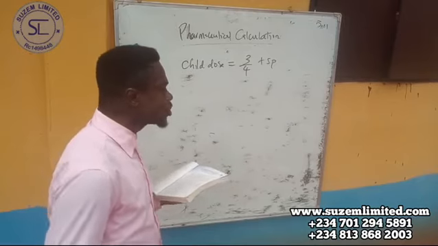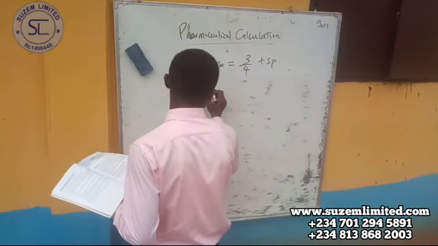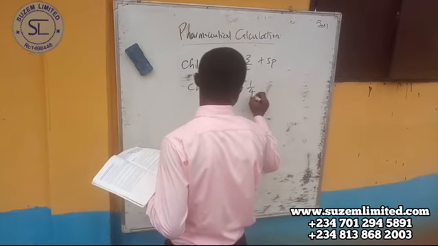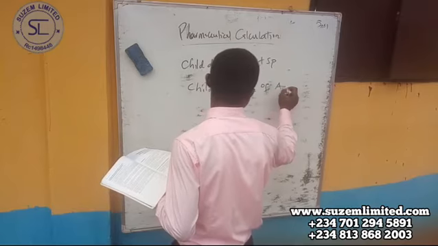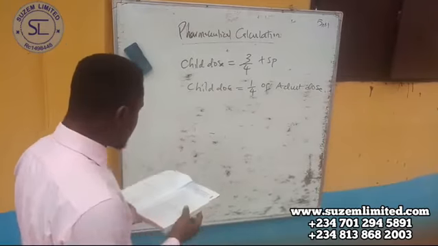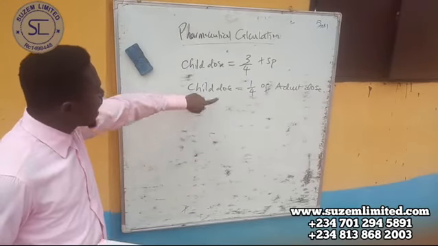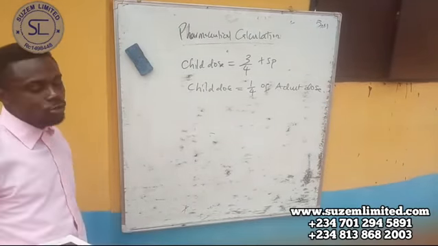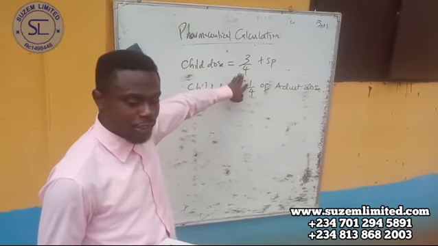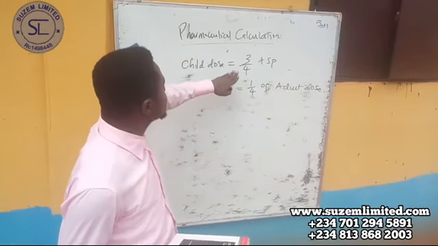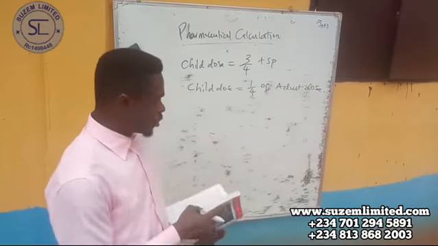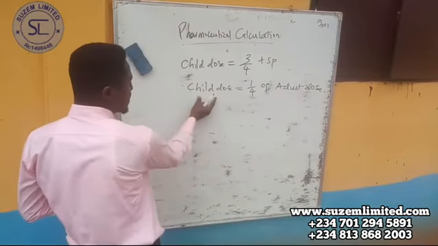We are told that the same child dose is also equal to 1 over 4 of the adult dose. So we are now told to find the adult dose. Since we are told that child dose is 3 over 4 teaspoonful, whenever we see child dose, we put 3 over 4 teaspoonfuls.